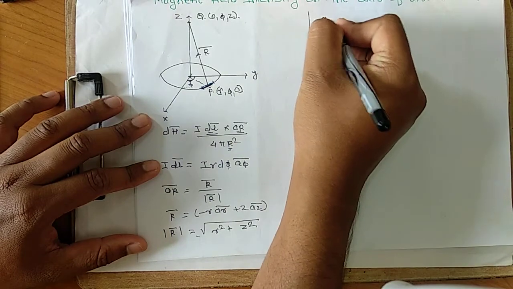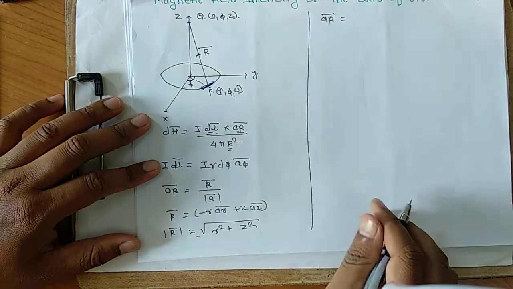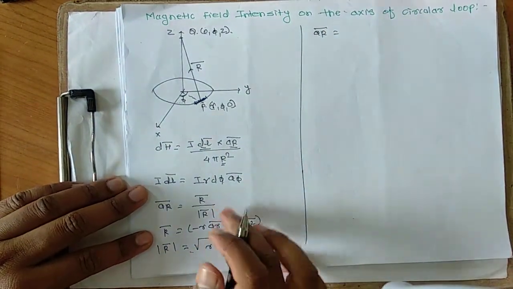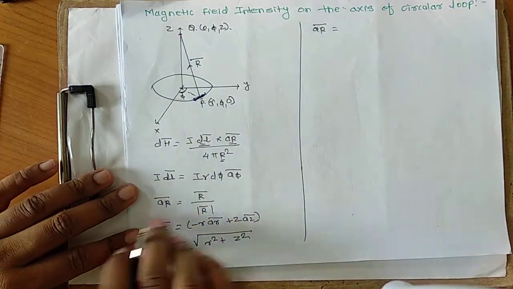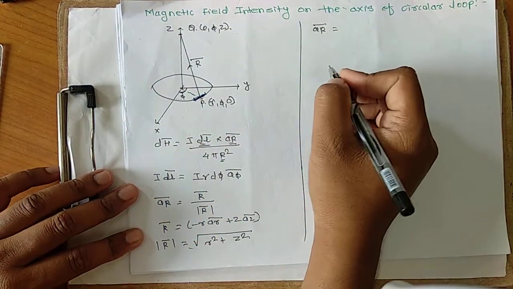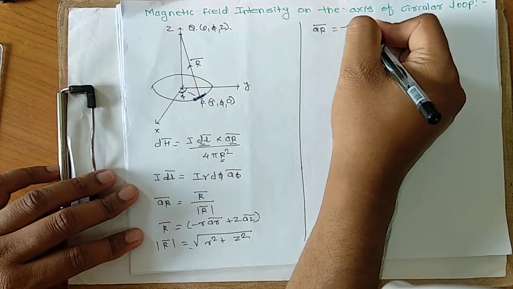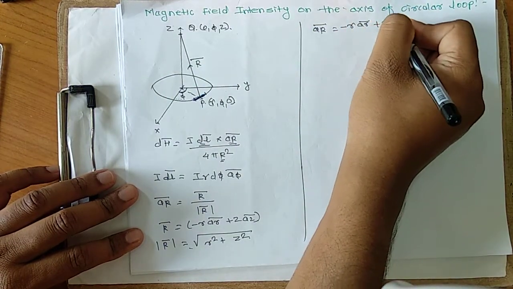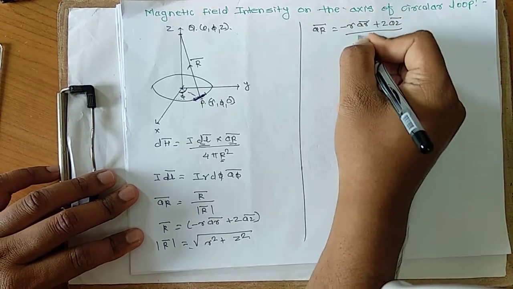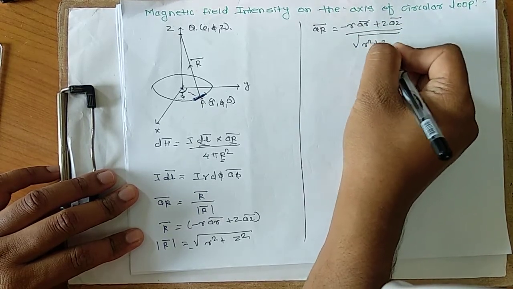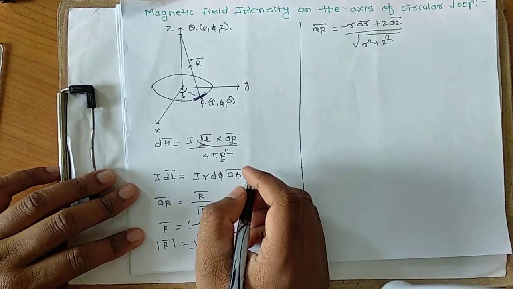Now a_R bar, you can calculate it directly. Just for simplification, I took 2 steps, but you can directly calculate a_R bar also. So a_R bar is minus r a_R bar plus z a_z bar divided by under root of r square plus z square.